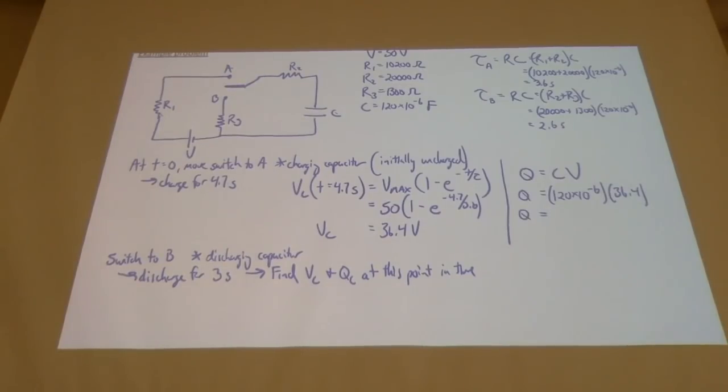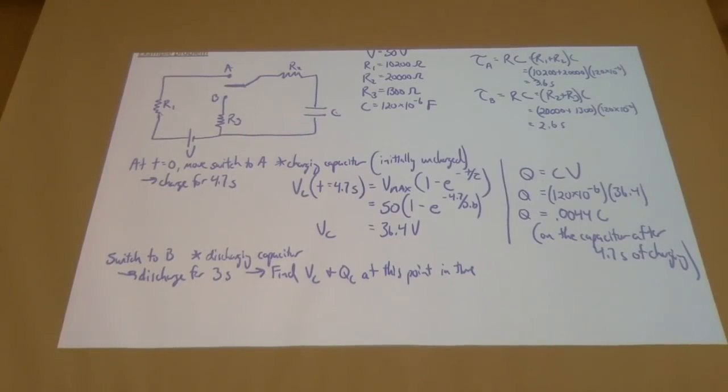You would find 0.0044 coulombs on the capacitor after 4.7 seconds of charging. So we sort of know where we stand when we start discharging, okay? That's as far as we allowed it to charge. Are you okay with the charging part? It's mostly understanding the circuit and then just using these equations. Just plug the numbers in and see what you get, okay?